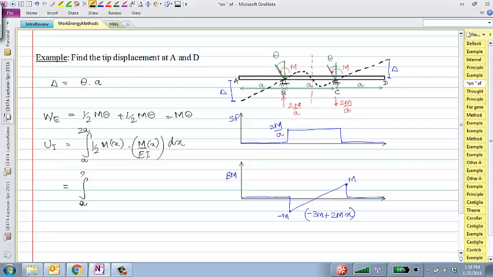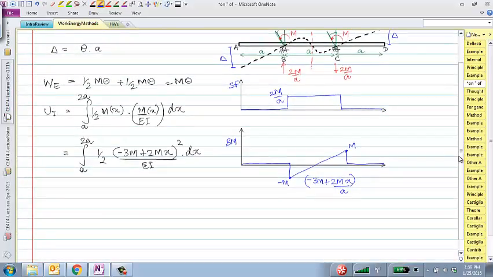So integral from a to 2a, half of minus 3m plus 2m x over a, the whole thing squared, divided by EI dx. April? Say that again. The second term, this term? Yes, thank you. Because of course, otherwise it would be dimensionally incorrect. So if we do that, I'll make that correction here as well: 1 over 2EI, and the whole thing is squared.